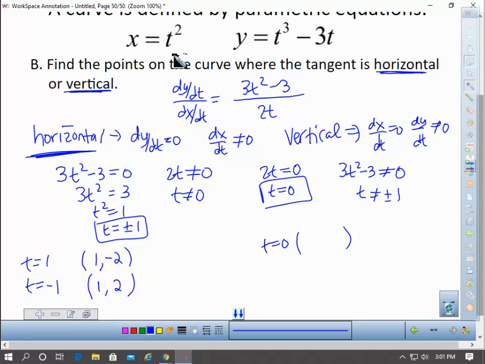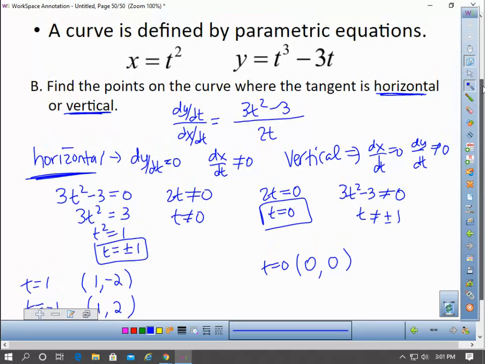So I put a 0 in for my t's. So I get x is 0. I put a 0 in for my t's here, and I also get 0. So at the origin, we have a vertical tangent line. Okay? So again, those are at the bottom of your sheet.